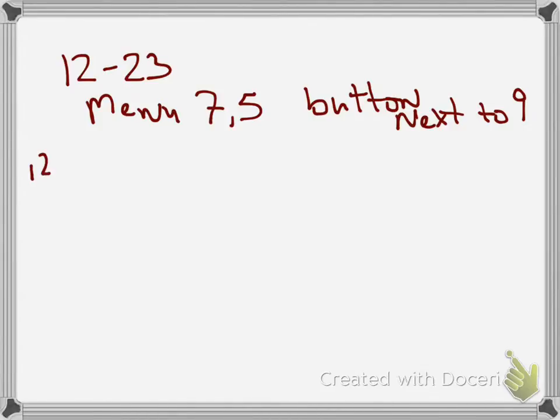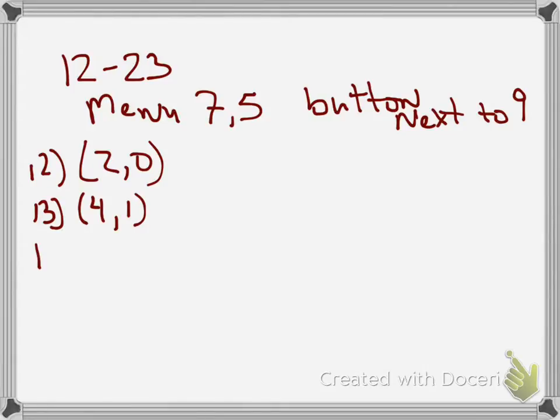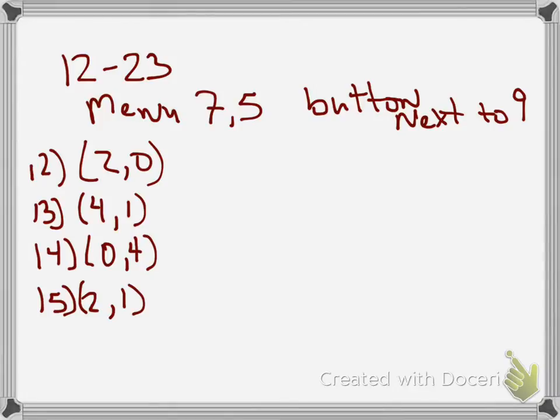So for number 12, if you set it up correctly, you should get an answer of 2, 0, or x equals 2, y equals 0. 13, you get 4, 1. 14, you get 0, 4. 15, you get 2, 1. 16, you get 2, -2.